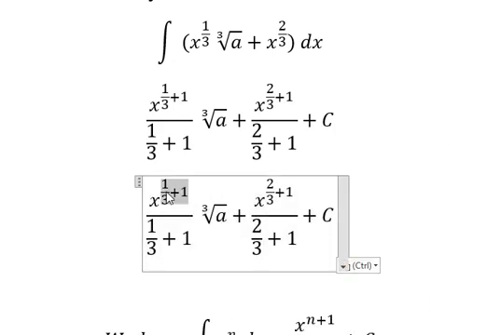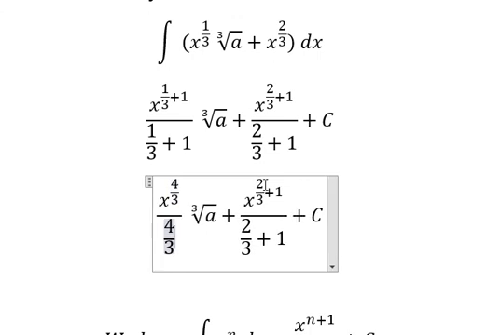So this one in here we have 4 over 3. This one in here we have 4 over 3. This one in here we have 5 over 3 and 5 over 3.